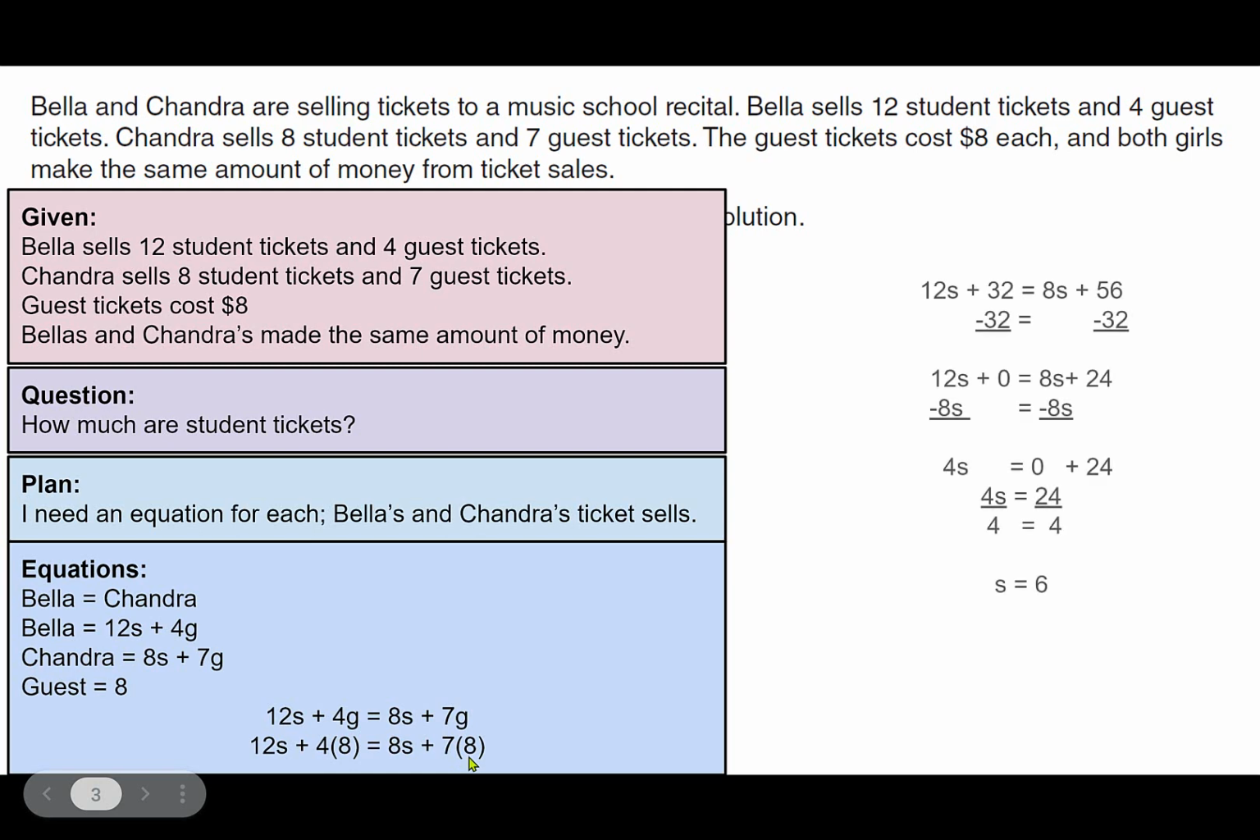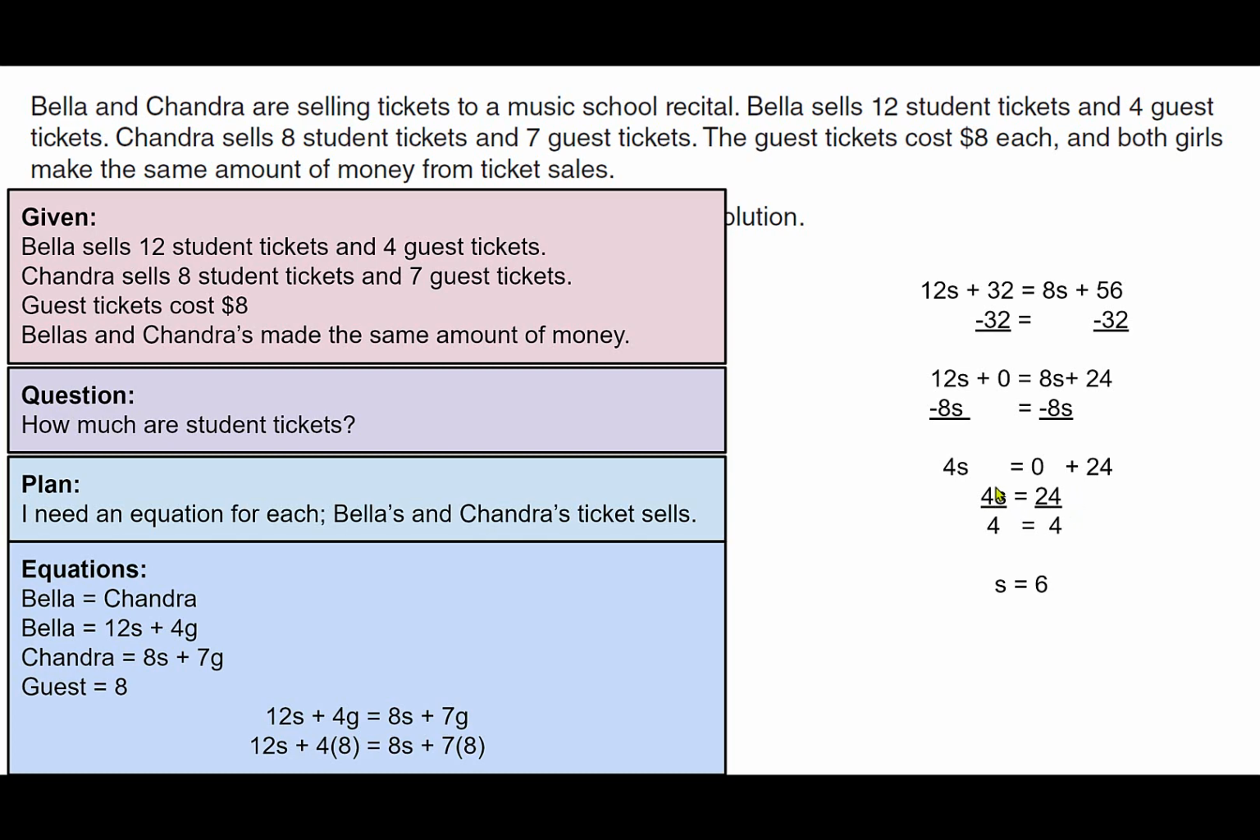So let's solve that equation. Notice that I went ahead and did 4 times 8 is 32, and 7 times 8 is 56. I'm isolating the variable by combining like terms across the equal sign. To get rid of that 32, I subtract 32, and I do it on both sides to keep it balanced. Now I'm going to combine like terms across the equal sign, collecting all the S's together. When I do that, I come down to a one-step equation, 4S equals 24.